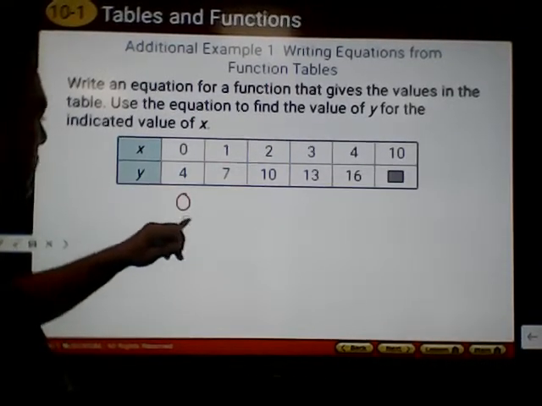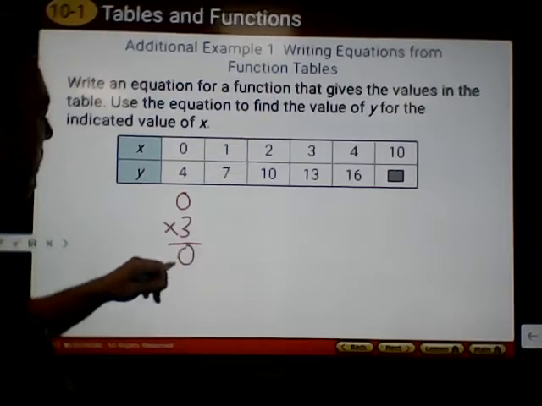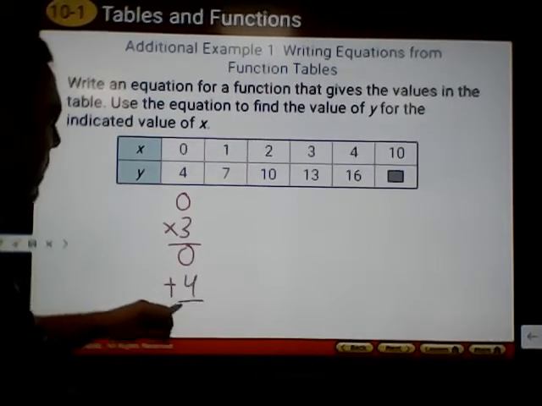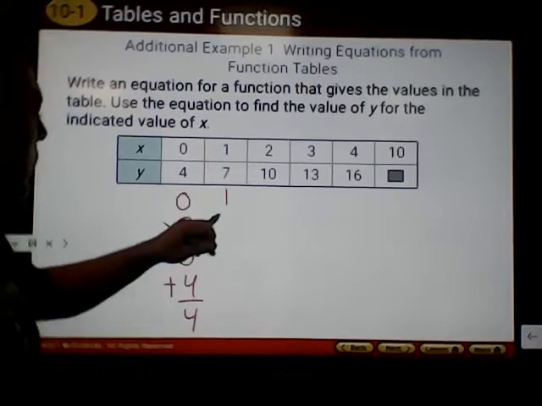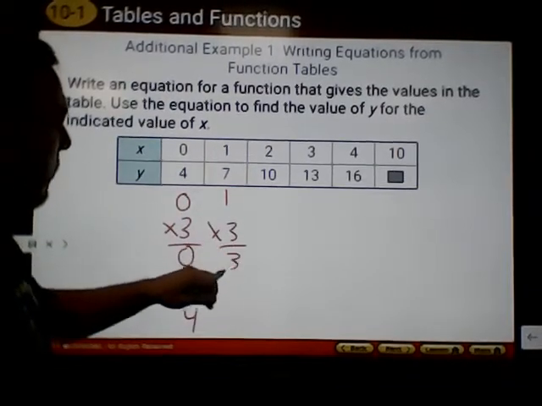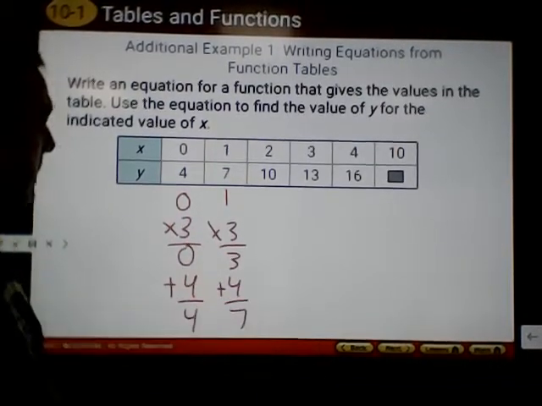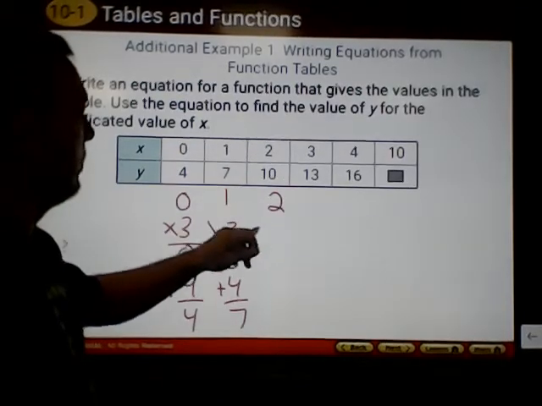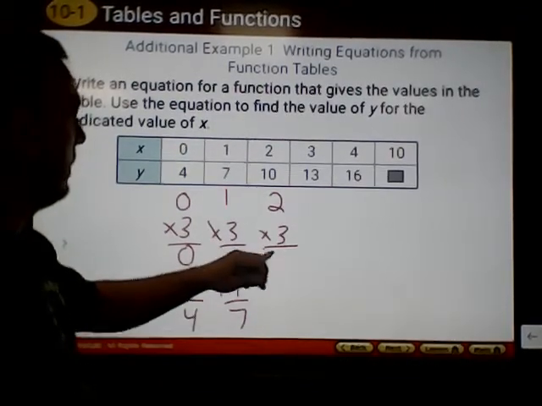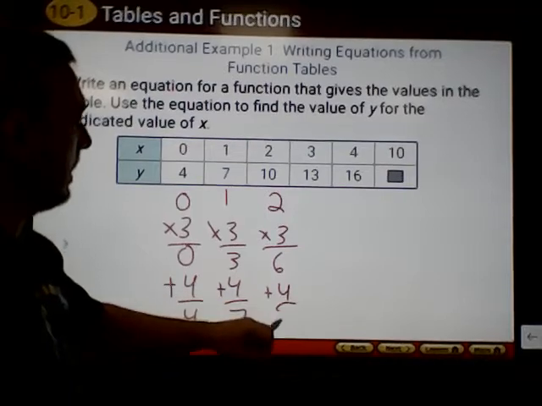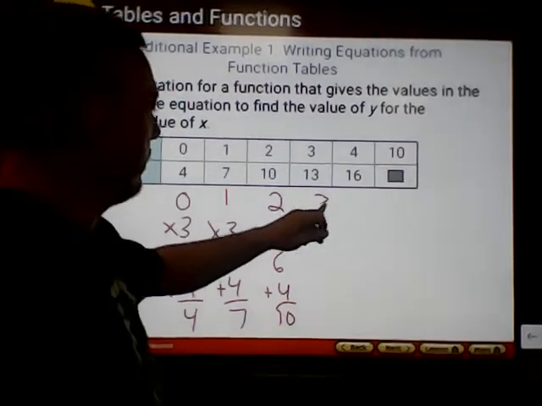So let's go 0 times 3 is 0, and we've got to add 4. So let's see, times 3 plus 4, so 1 times 3, 3 plus 4 is 7. Okay, so now we're on the right track. So let's start with 2. 2 times 3 is 6. Add 4 is 10. So it looks like we found our method.